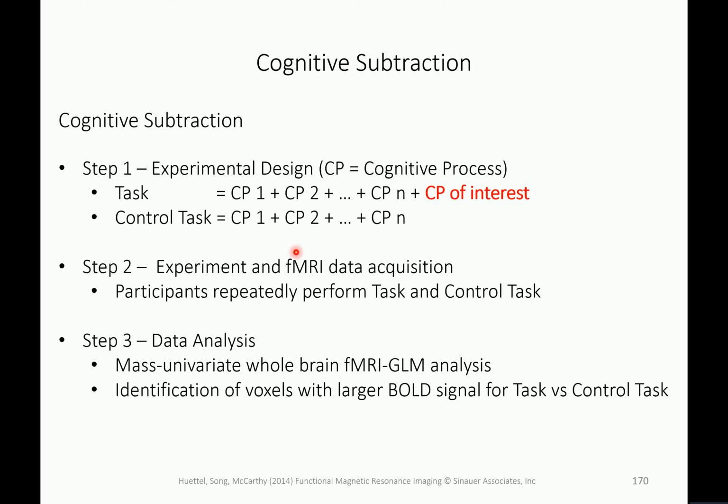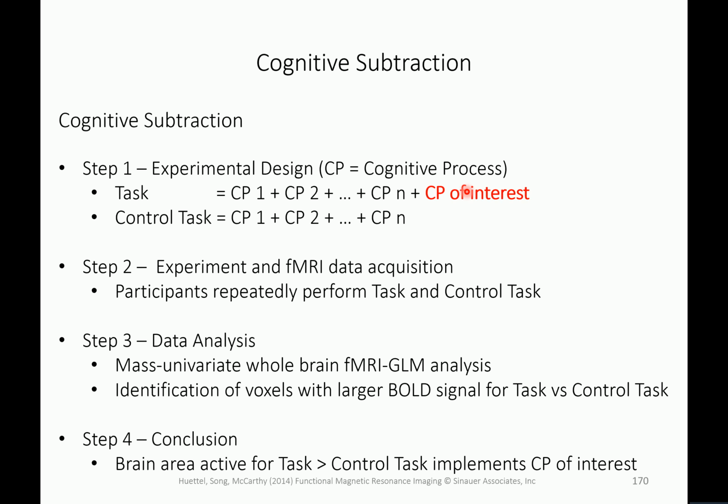And because the task requires these cognitive processes and the cognitive process of interest, and the control task requires all other cognitive processes, but not the cognitive process of interest, you can then say these voxels that have a larger BOLD signal during the task than in the control task relate to the cognitive process of interest. So you can map the cognitive process of interest to a certain brain area. Then you can conclude that the brain area that was more active for the task than for the control task implements the cognitive process of interest. So that's the logic of cognitive subtraction.